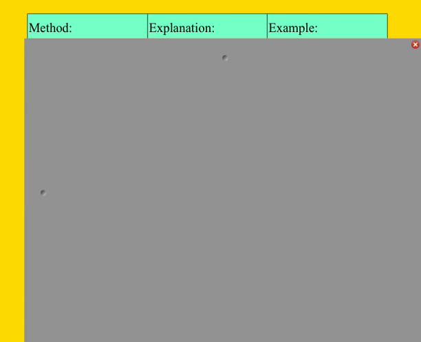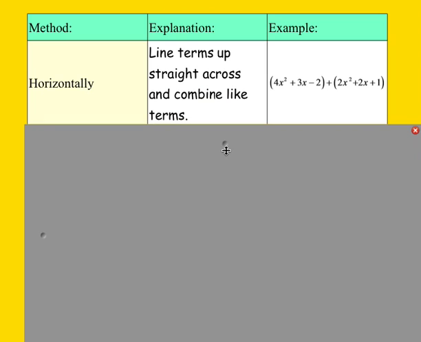Let's take a look at some of these methods. So the first method is the horizontal method. We're going to line our terms up straight across, and then we're just going to combine like terms, kind of like we just did in the previous problem. So for this one, we take 4x squared plus 2x squared, which is 6x squared. 3x plus 2x, which is 5x. Negative 2 plus 1, which is negative 1.